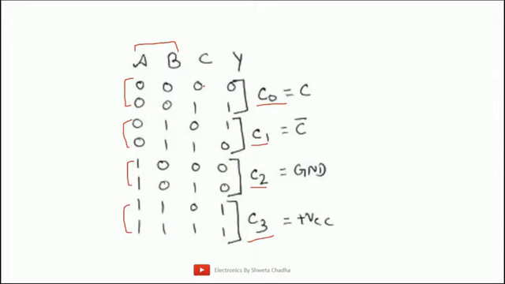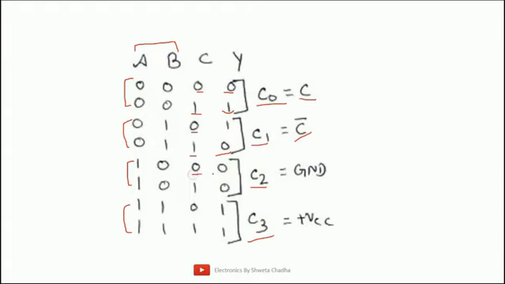Now let us calculate the values of C0, C1, C2, C3 as per the given question. When C is 0, Y is 0; C is 1, Y is 1. That means Y is exactly a replica of C. Hence, C0 is equal to C. Second case, for select 0, 1: when C is 0, Y is 1, and when C is 1, Y is 0. So Y is getting a complement output. Complement output means C1 is equal to C bar.